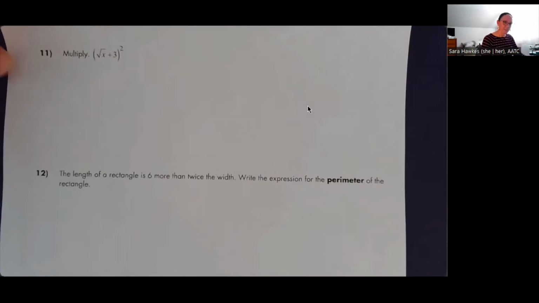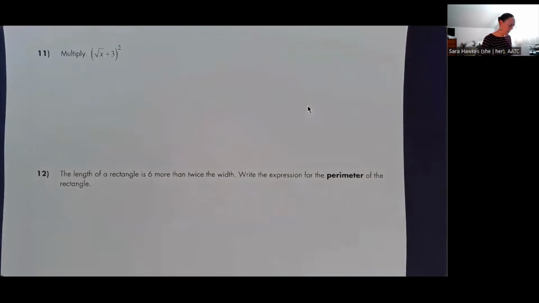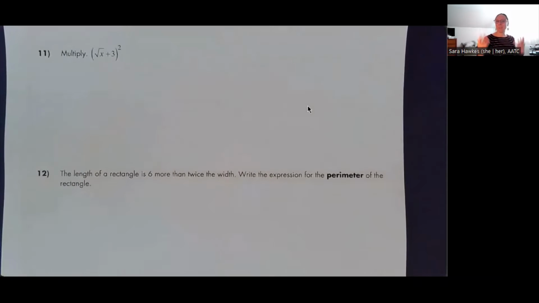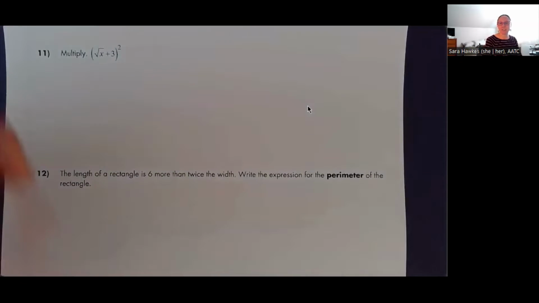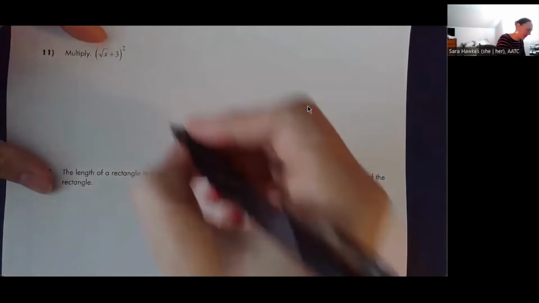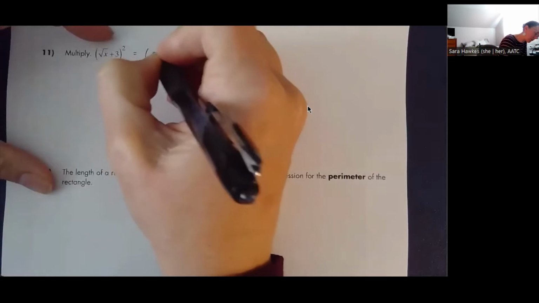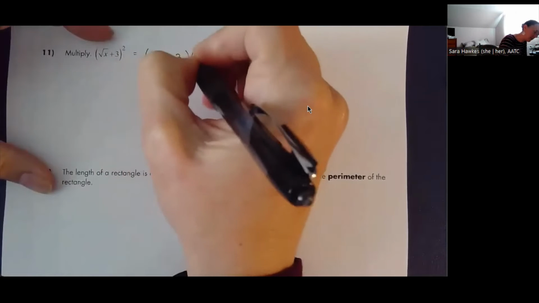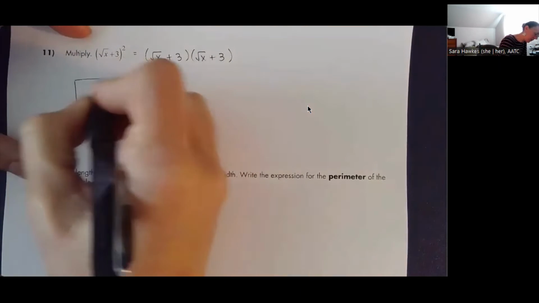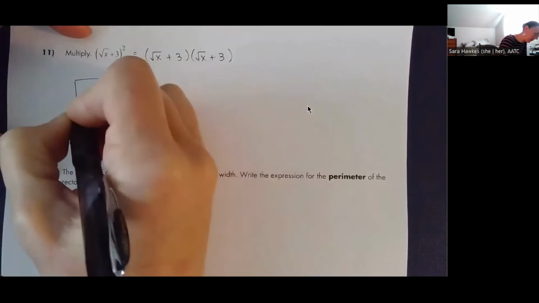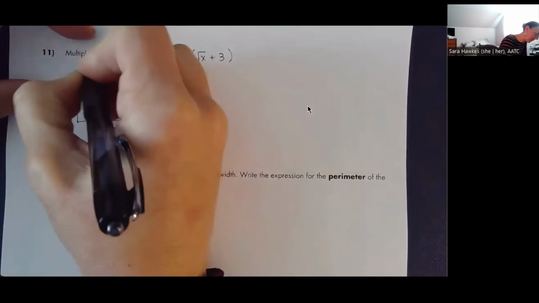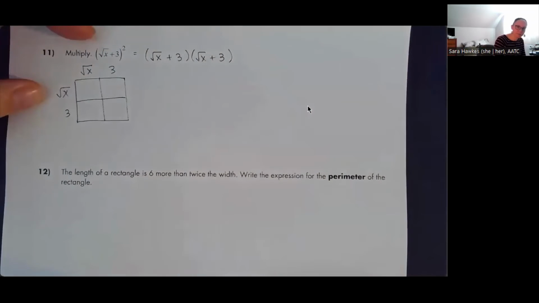So number 11, when we multiply this out, again, that idea of the exponent, if I have something squared, it means it's being multiplied by itself. So this is equivalent to the square root of x plus 3 times the square root of x plus 3. I'm going to go ahead and do that with a box. You don't have to. You can distribute that out however you like, but I'm going with a box.